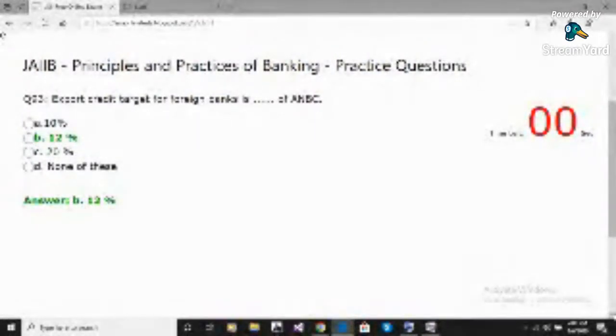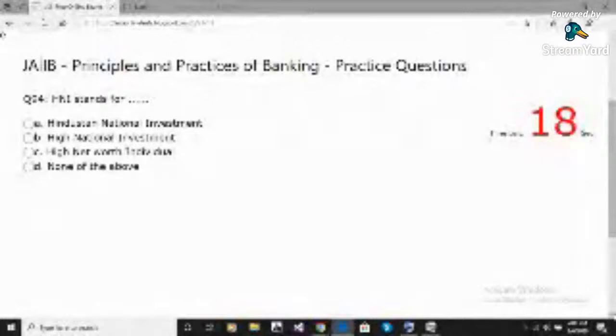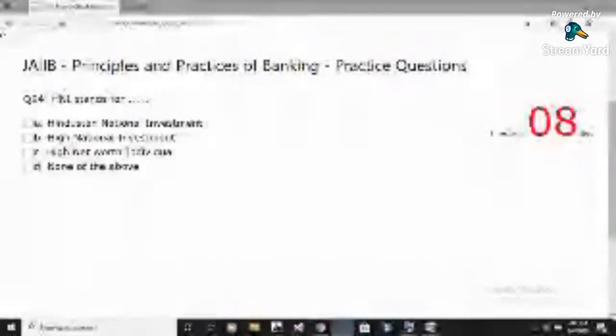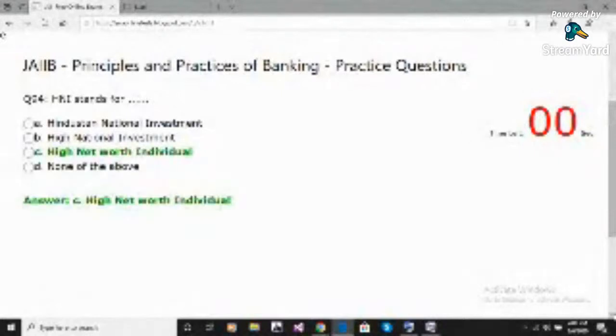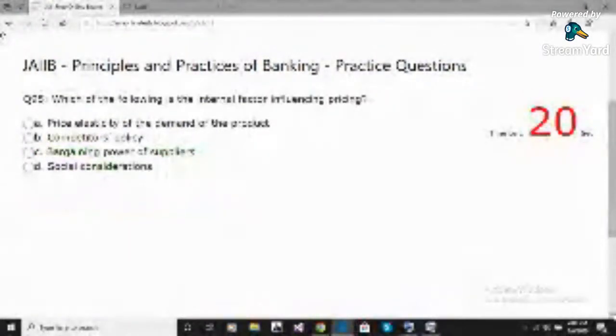12%. Question 94. HNI stands for Option A. Hindustan National Investment. Option B. High National Investment. Option C. High Net Worth Individual. Option D. None of the above. Answer C. High Net Worth Individual. Question 95.